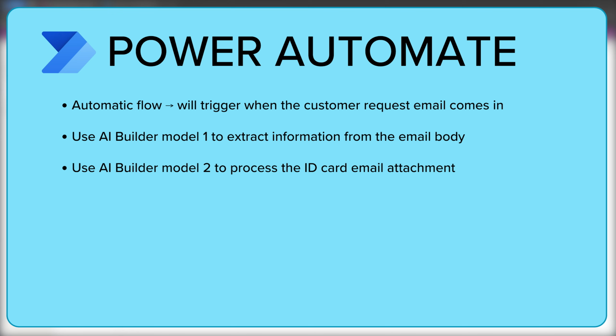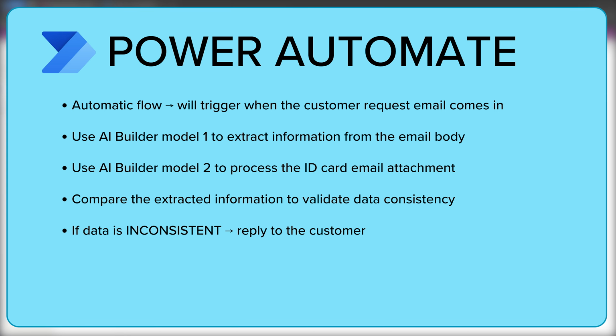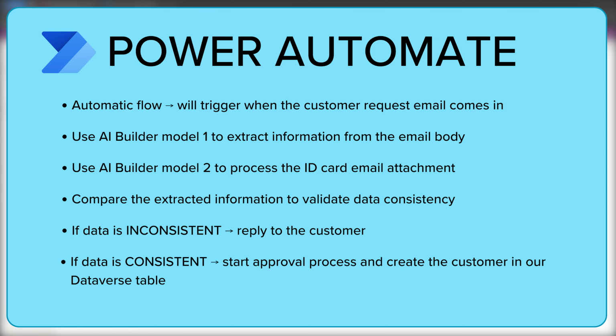Once we have done both of those, we are going to compare if the first name and the last name in both of those results are consistent. If they are not, we're immediately going to send an email reply to that customer that sent us the email. But if that data is consistent, we are going to start the approval process. And if our customer approval user actually approves the request, the customer will get created in our system in the Dataverse table, of course, with the isApproved field set to true.